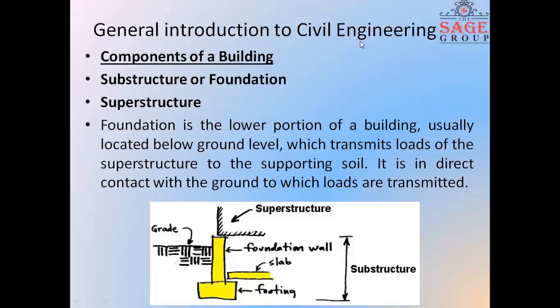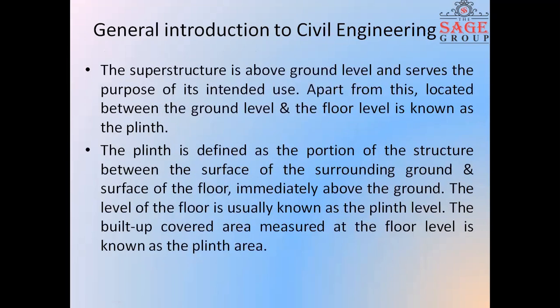Now, the foundation is the lower portion of the building, usually located below the ground level, which transmits the load of the superstructure to the supporting soil. It is in direct contact with the ground to which the load is transmitted. You can see from the picture that below the ground level, the foundation and the slab are called the substructure, and above the ground is the superstructure, which can be easily seen by our eyes. The superstructure is above the ground level and serves the purpose of its intended use.